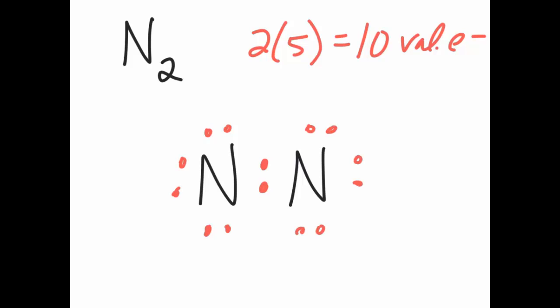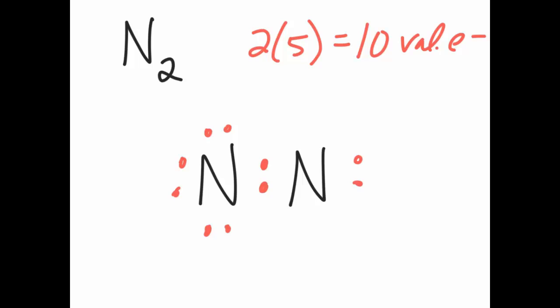Right, this looks good. Each of the nitrogens has 8. Okay, so I step back and I check things out. Count up the valence electrons that I've used. 2, 4, 6, 8, 10, 12, 14. Are you kidding me? This is not going to work at all. I've used way too many valence electrons. So I've got to go back and erase some of those. I've got to get rid of a total of 4.